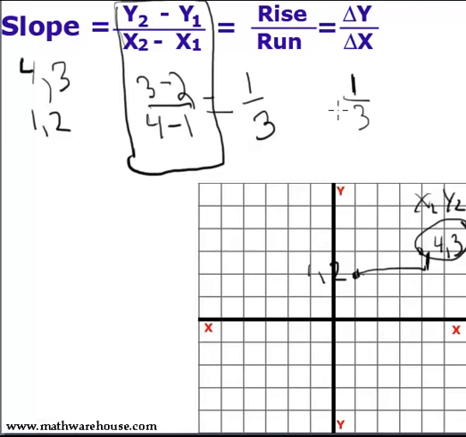So you can use any of these formulas. Rise over run is just a way of graphically looking at it, and it means the same as the change in y over change in x, or the formula y2 minus y1 over x2 minus x1.